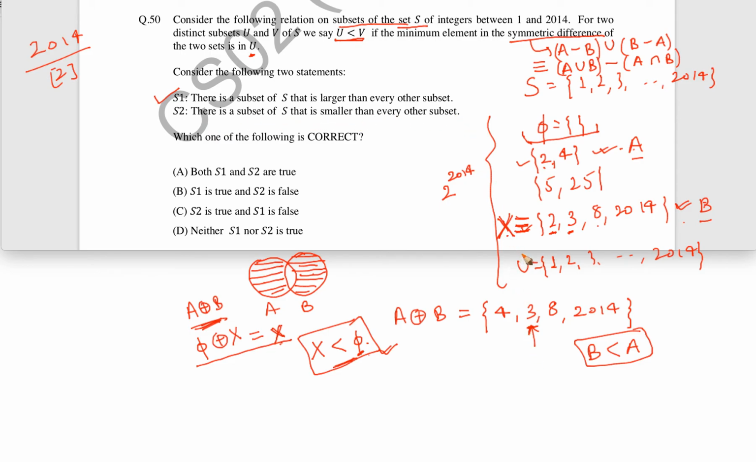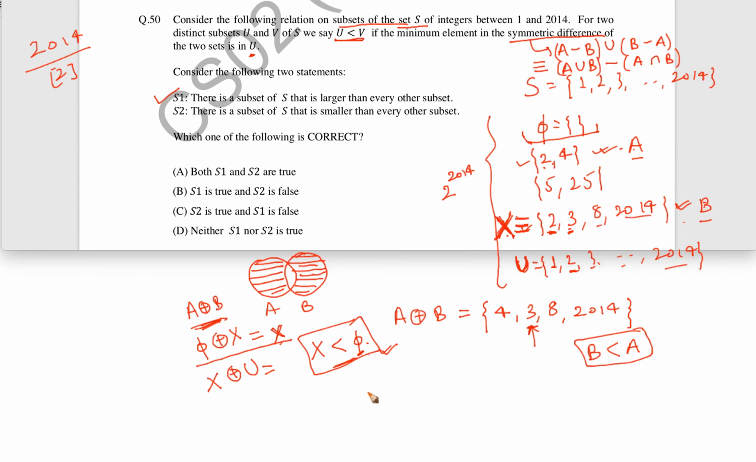Let's compare any random set X with respect to the universal set. When we are trying to find the symmetric difference of the universal set and X, whatever are the common elements will be removed. This is the universal set, so all the elements which are in X will definitely be here also. So 2 will be there, 3 will be there, 8 will be there, 2014.